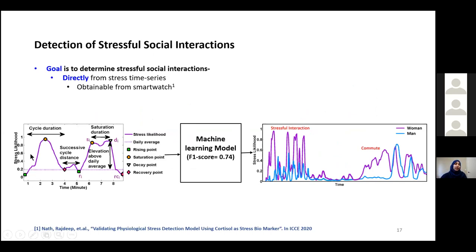So if we know the stress likelihood pattern and the labels, now we define several features or characteristics from the stress likelihood and fit them into the machine learning model. And we saw that in our case, we were able to find whether a stress arousal was due to stressful interaction or commute with an F1 score of 0.7. So it is a metric that tells whether it's good accuracy or not, on a scale of 1.